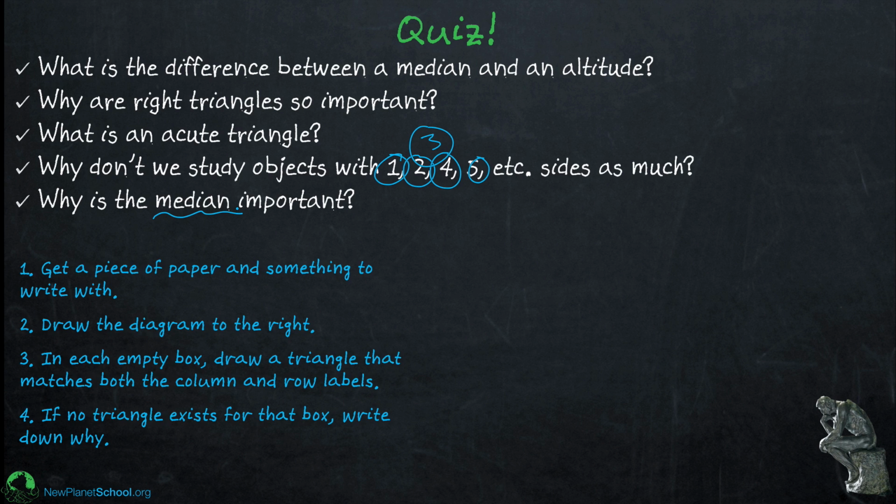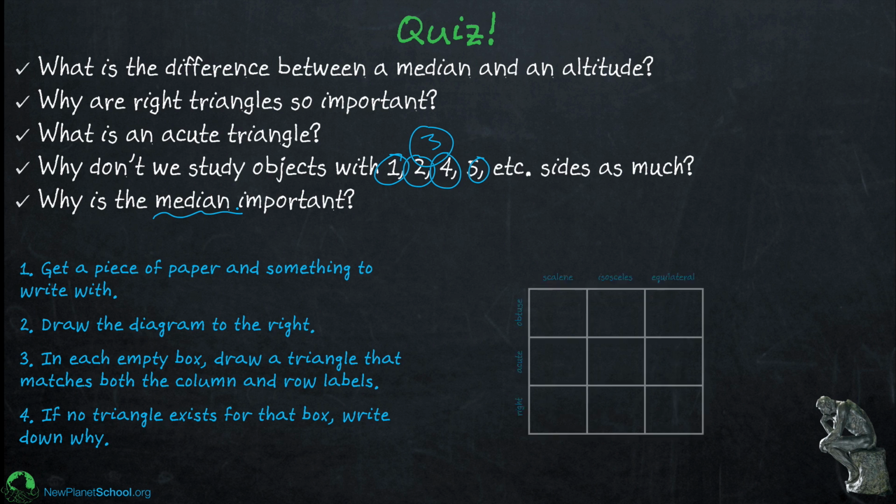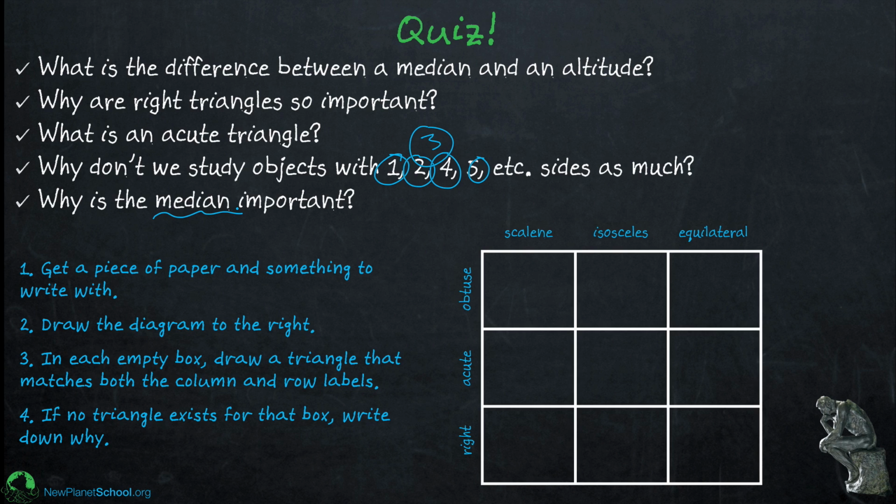Okay, so also, what I want you to do is get out a piece of paper and something to write with. So get a piece of paper and a pen, and I want you to draw this diagram on the right, which we saw on the previous slide. And what I want you to do is in every empty box, I want you to draw a specific shape. Here I gave you the answer for this one. But make sure that you can go in and fill in all of these other boxes.